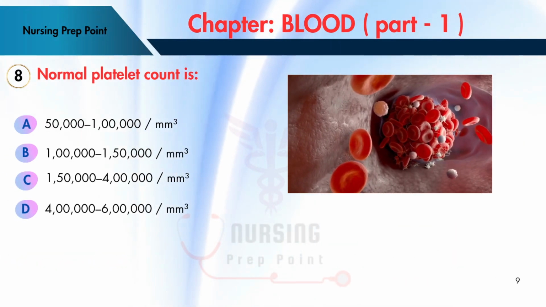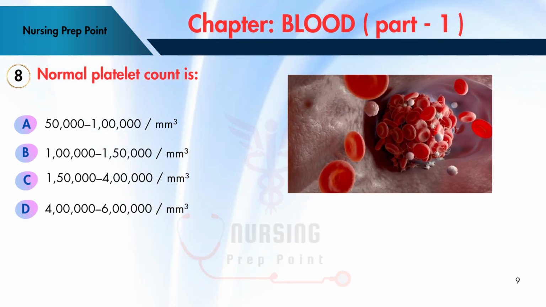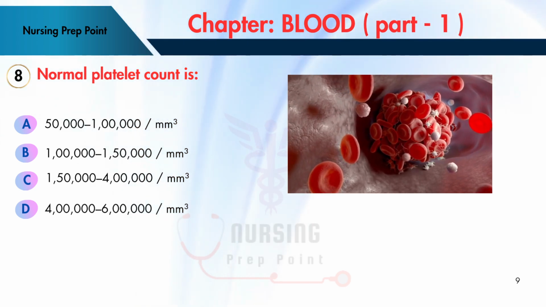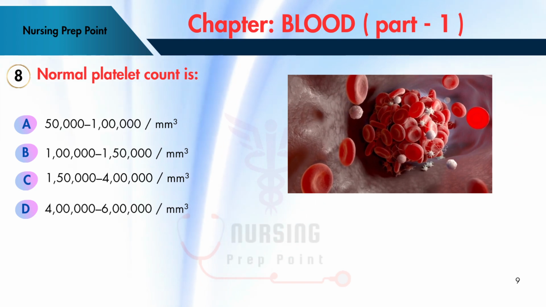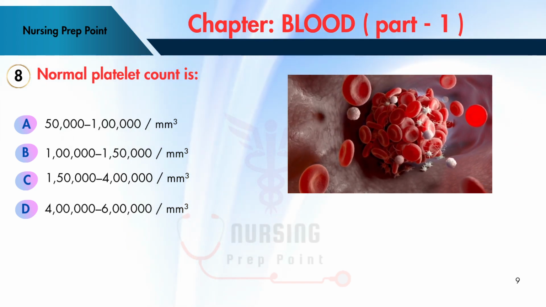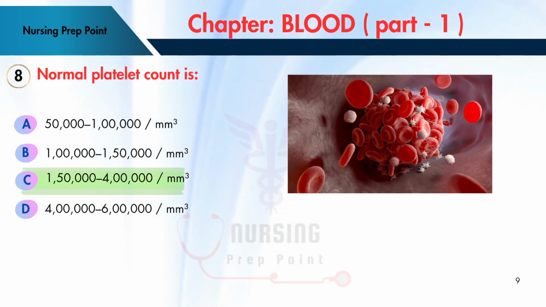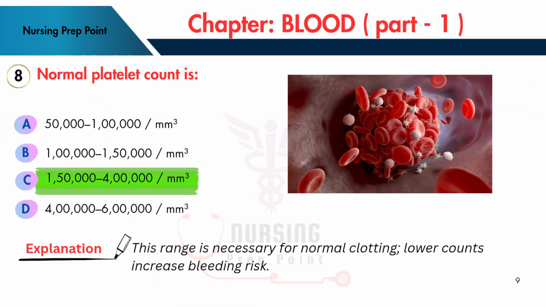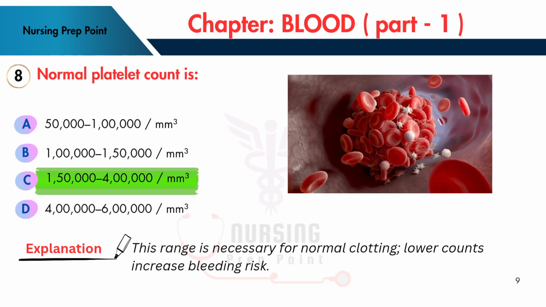Normal platelet count is option A, 50,000 to 100,000 per cubic millimeter. Option B, 1 lakh to 1,50,000 per cubic millimeter. Option C, 1,50,000 to 4 lakhs per cubic millimeter. Or option D, 4 lakh to 6 lakh. The correct answer is option C, 1,50,000 to 4 lakh per cubic millimeter. Explanation. This range is necessary for normal clotting. Lower counts increase bleeding risk.